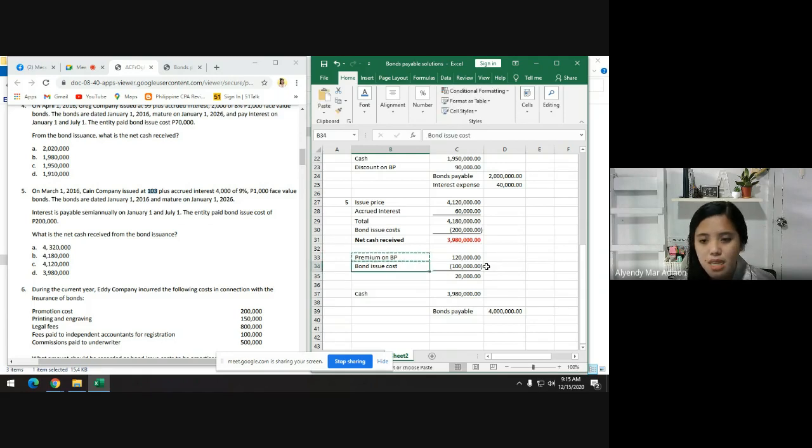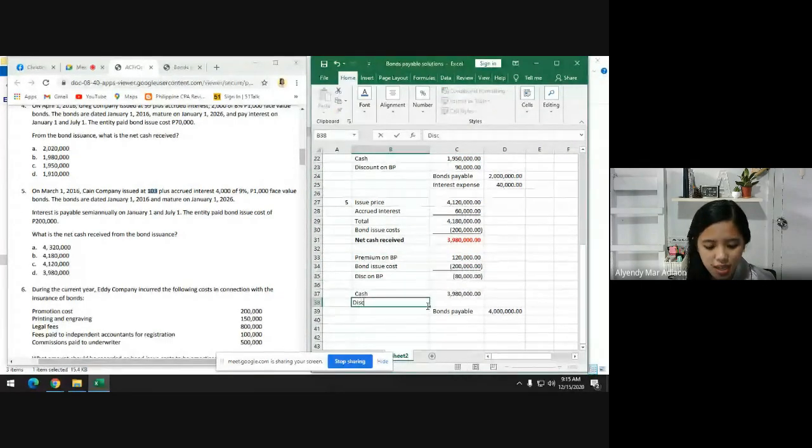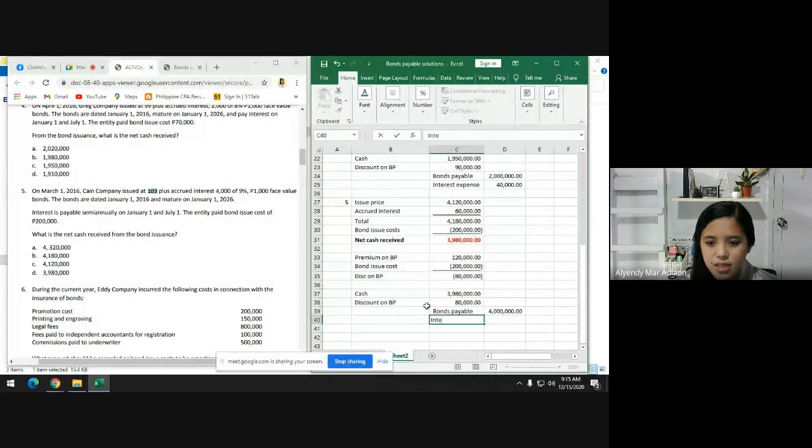Premium on bonds payable lang gihapon, na kay 20,000. Now, since the bond issue cost is 200,000, instead of premium unta, mahimo na siyang discount on bonds payable. So it will now be debited instead nga naka-credit. So discount on bonds payable, that is 80,000 pesos. And also for the accrued interest, we credit interest expense, that is 60,000 pesos.